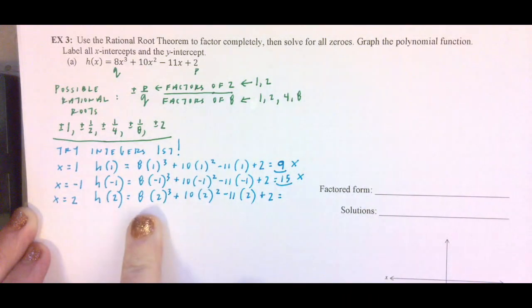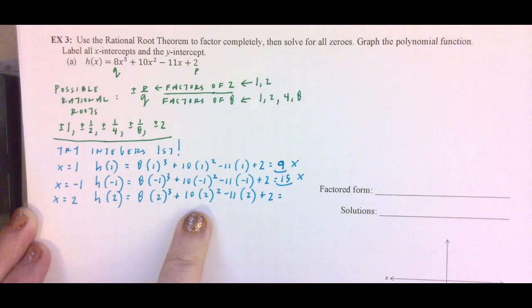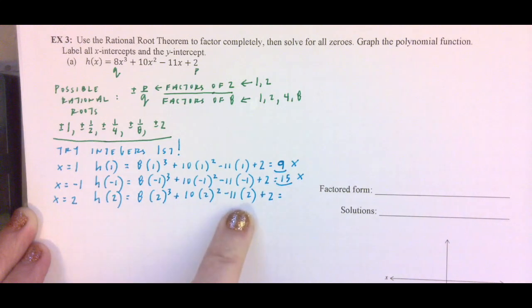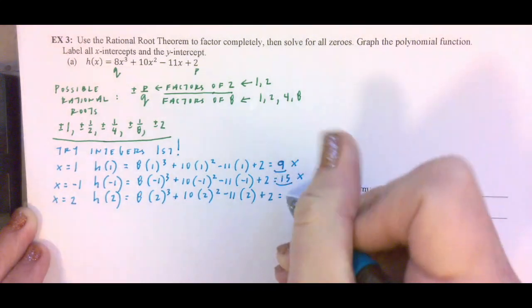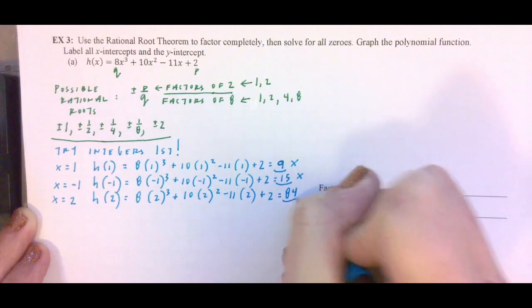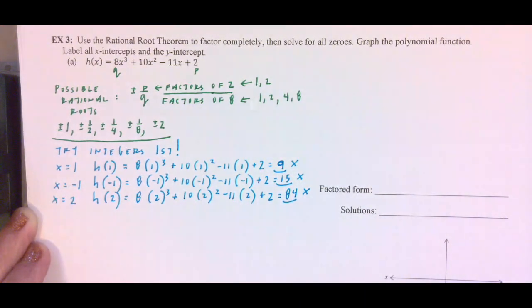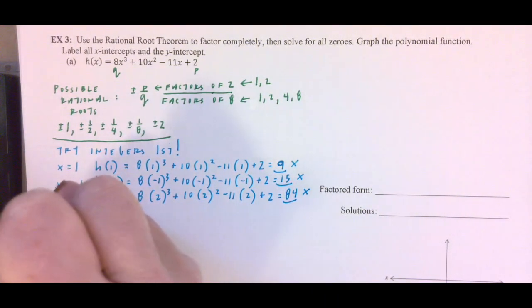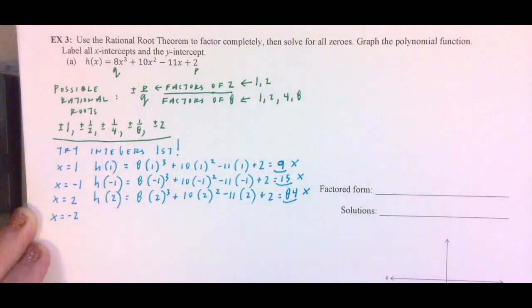Okay. So here that would give me 8 times 8, so 64. 10 times 4 is 40. Minus 22 plus 2. Way off, right? That's 84. Not it. All right, this one's got to work. Let's try x equals negative 2, and then I'm out of integers.